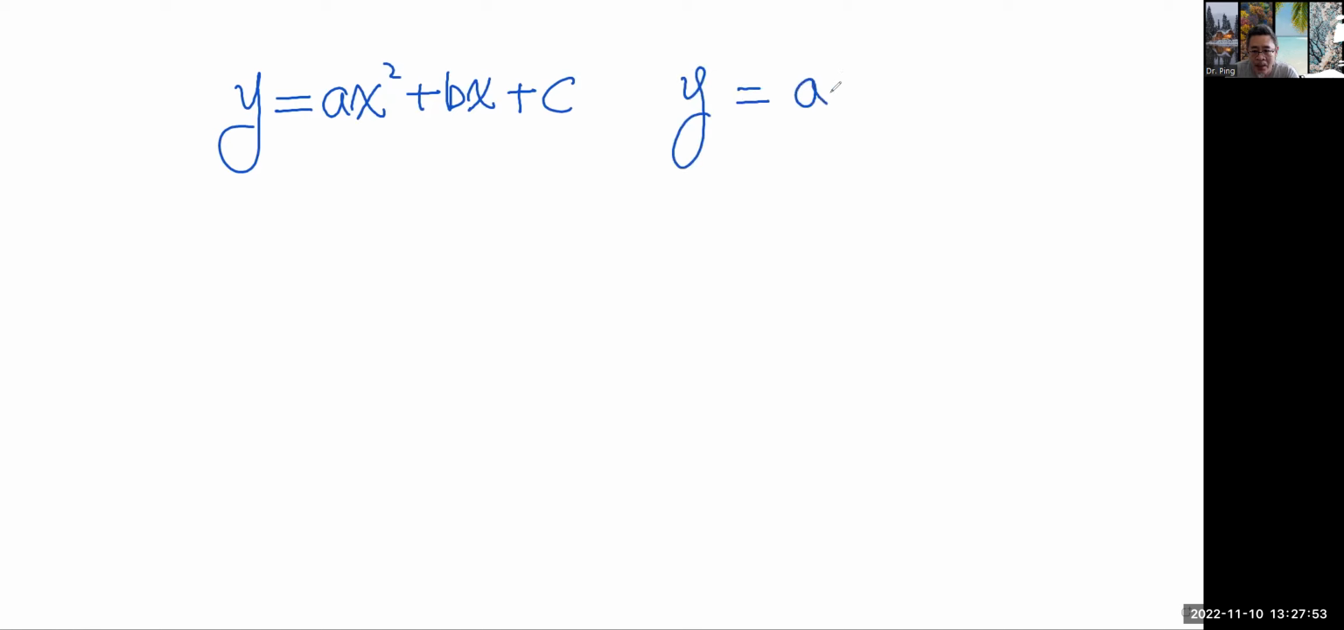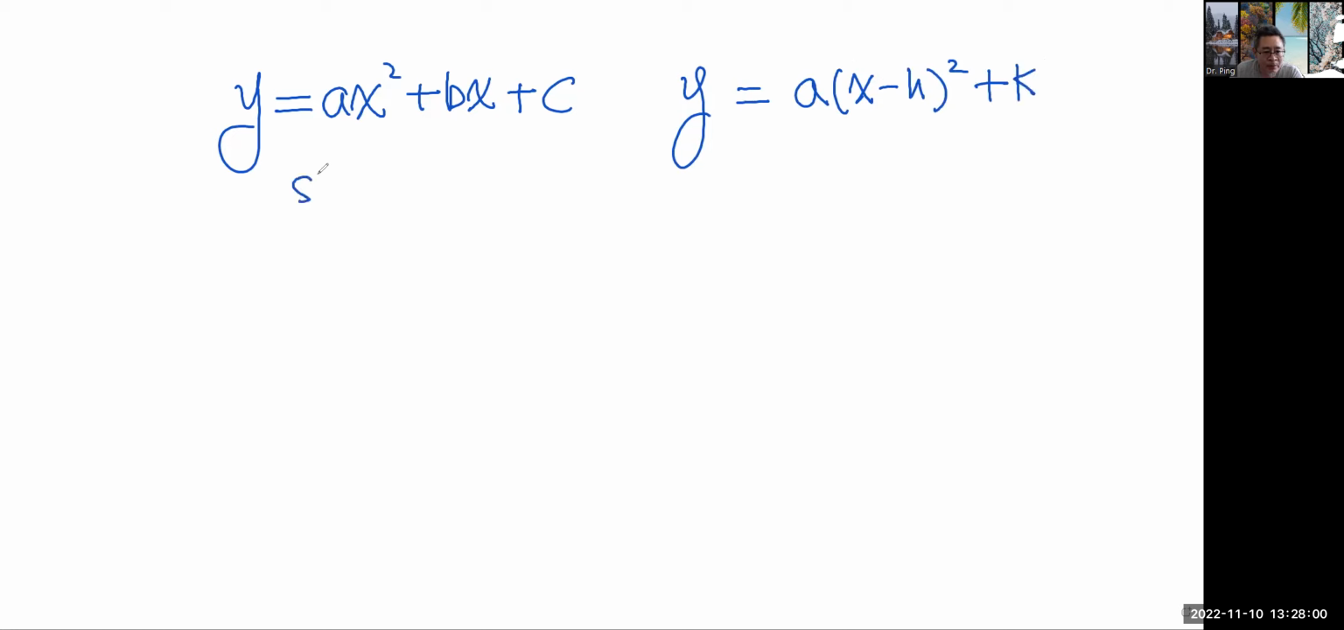So today we're looking at how to derive the vertex formula and the quadratic formula. When we're studying quadratic functions, there are two forms. One is written as this. And another form is written as a(x minus h) squared plus k.